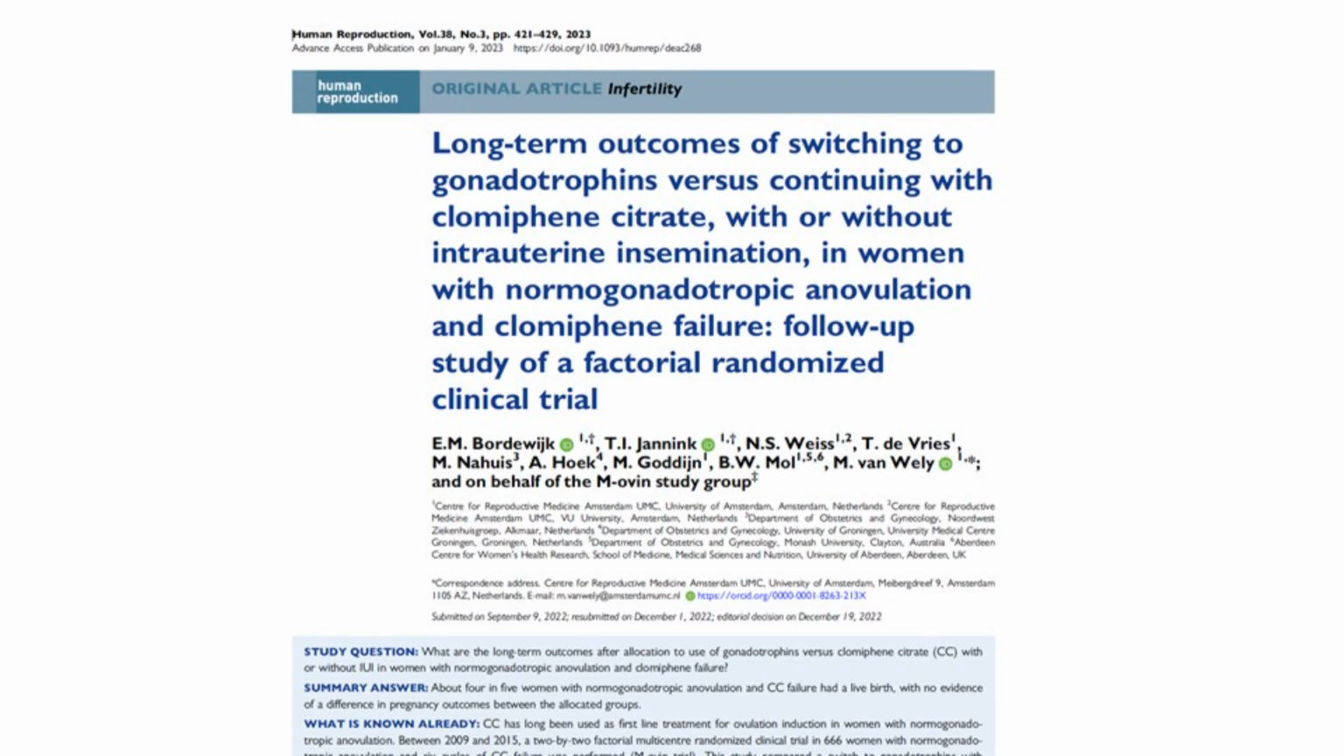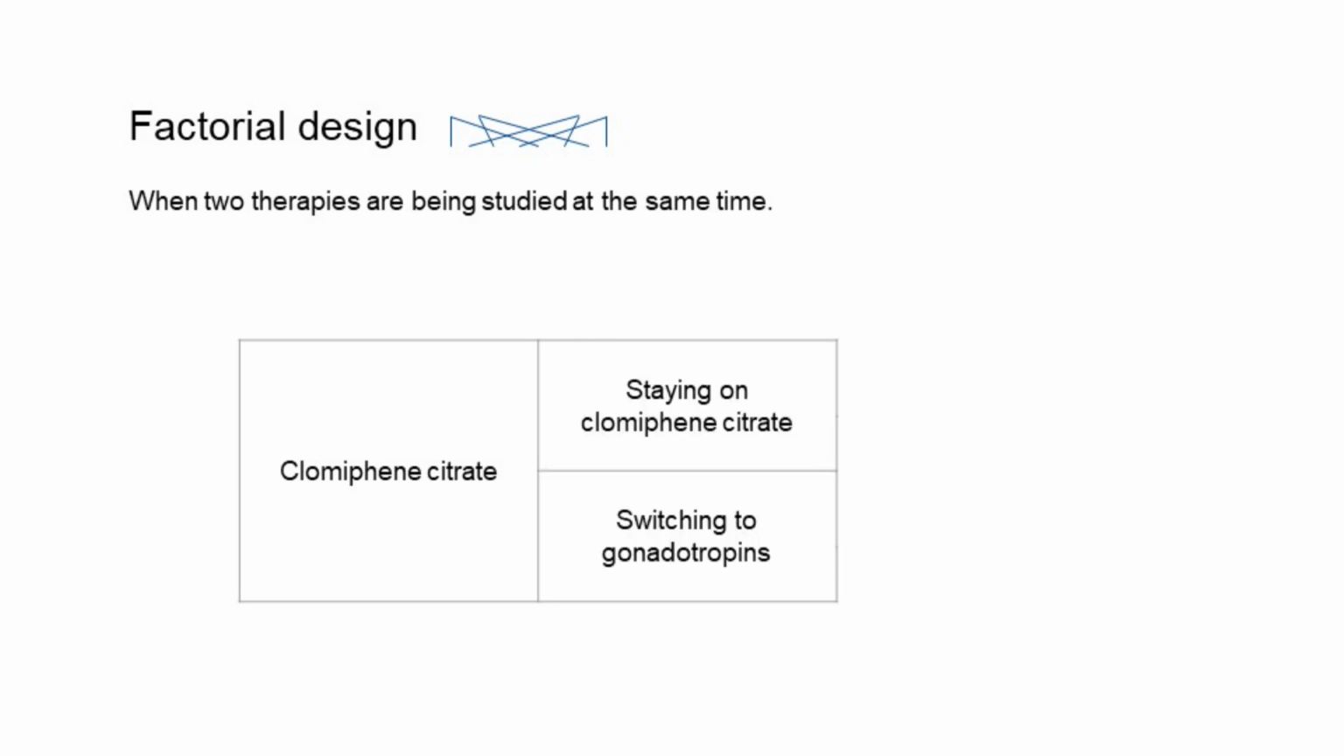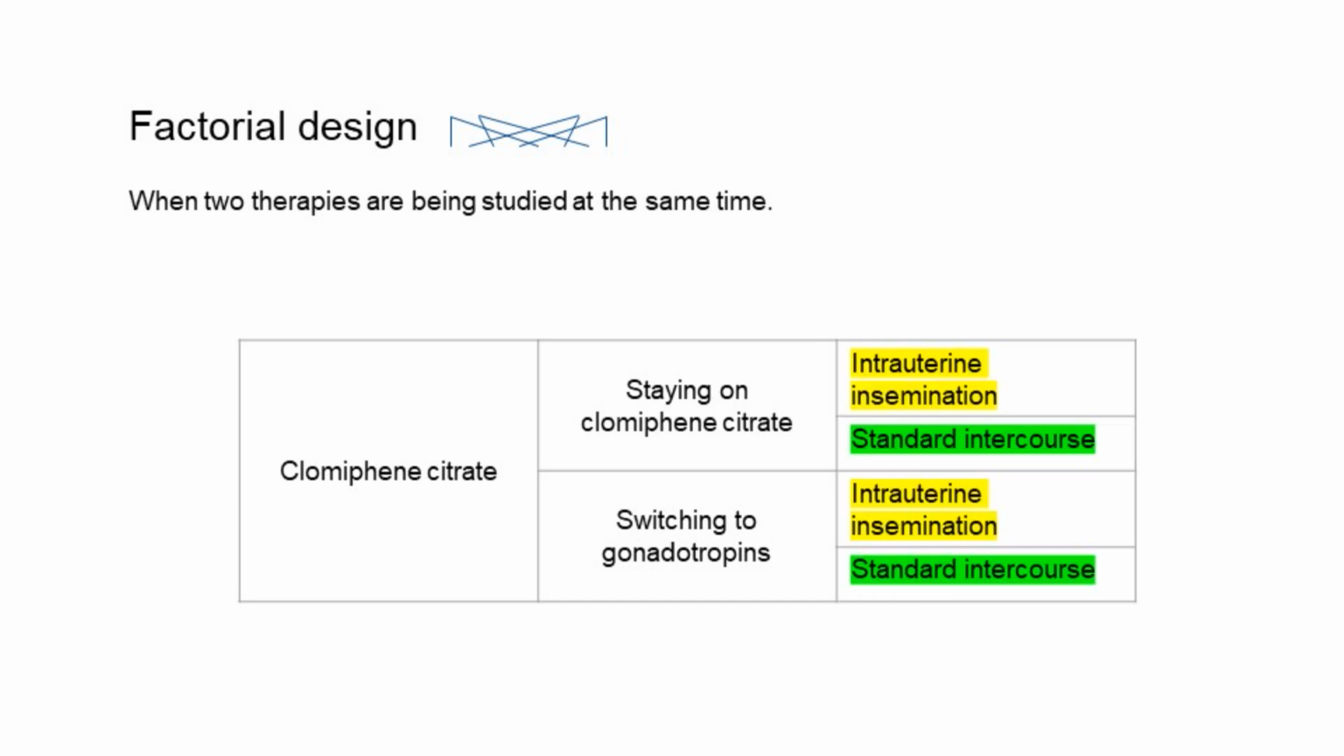For illustration purposes, I chose a reproduction-related article. Here we have a long title. The essence is the following. We have women who took clomiphene citrate. Then some of them stayed on this drug, others switched to gonadotropins, and in each group they tried either intrauterine insemination or standard intercourse.